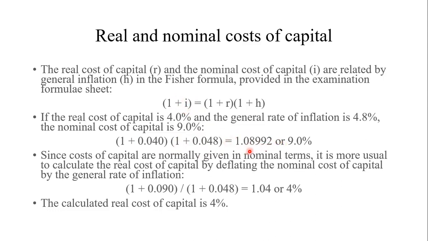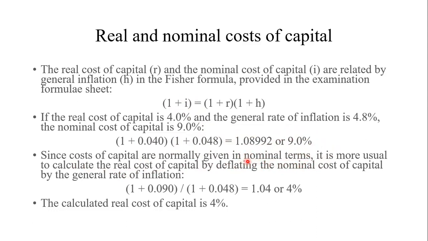Then you compute it and then you arrive at 9.0%. So thus 9.0% nominal cost of capital is what would be used to appraise the investment, or as your discount factor. So let's watch this, very important. Since cost of capital are normally given in nominal terms, for most exam questions you see cost of capital given to you in nominal terms.